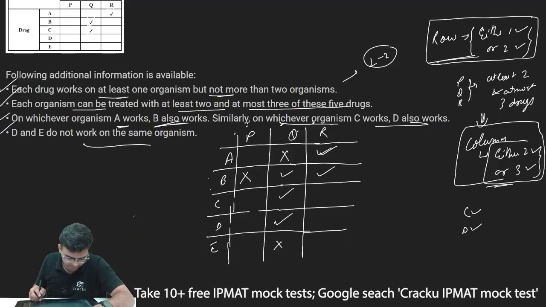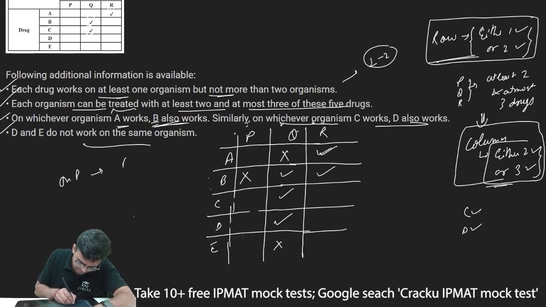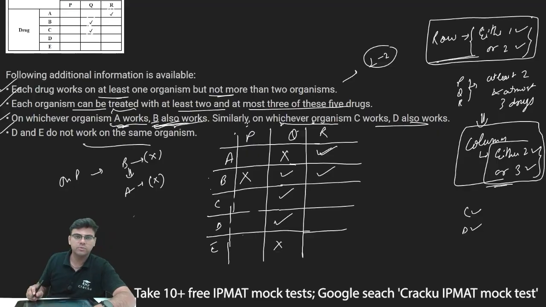Now if I consider this again, on whichever organism A works, B also works. So I can see on P, B is not working. So I can definitely say that A will also not work, because if A works, then B will also work, but it is clearly given that B is not working. We found that B is working on Q and R, so it cannot work on P. So if B is not working on P, then A should not work as well. So I can put a cross over here.